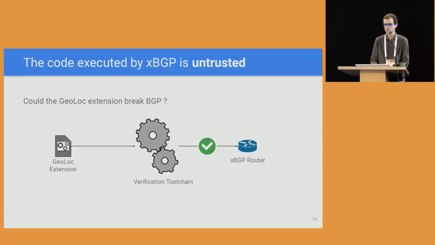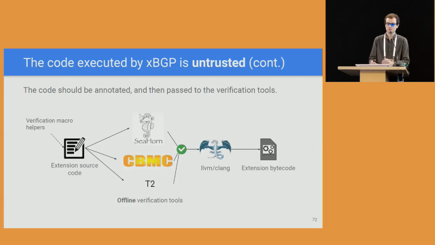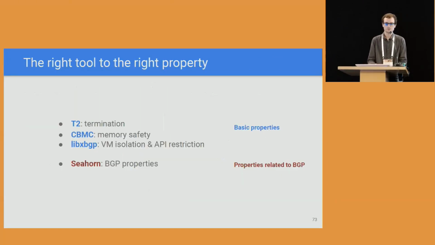And so we managed to develop a kind of framework on top of offline verification tools, where you have to pass the source code of your extension, annotated with a custom verification macro that we have developed. Then this source code with annotations will be passed to the offline verification tools. If all the properties are satisfied, then you can compile it to eBPF bytecode and then inject it into your router. So there are a lot of properties. There are basic ones and properties related to BGP.